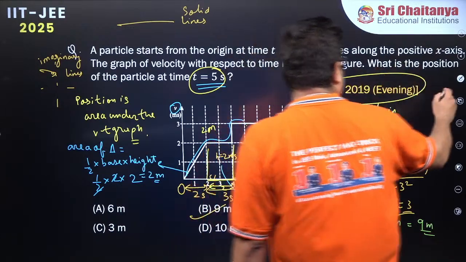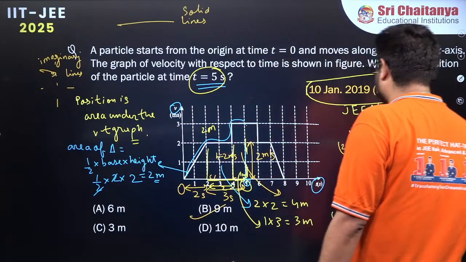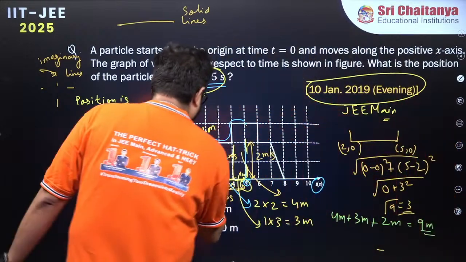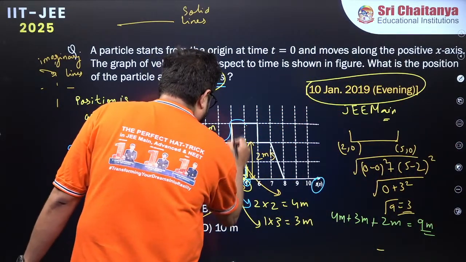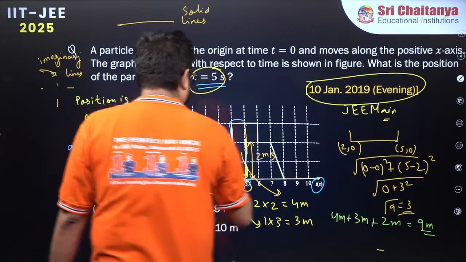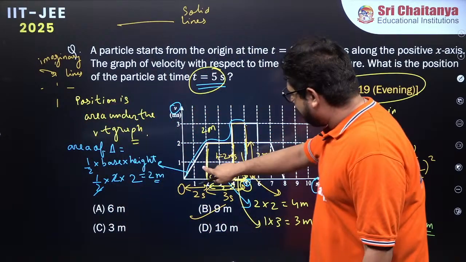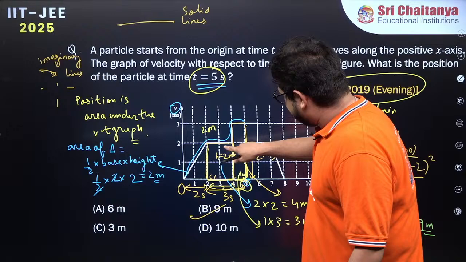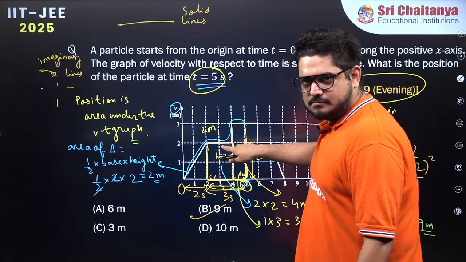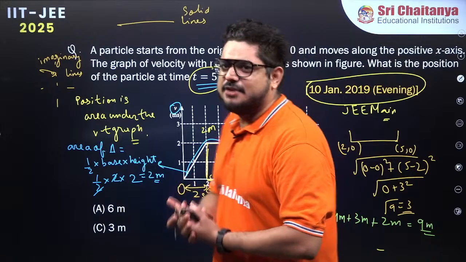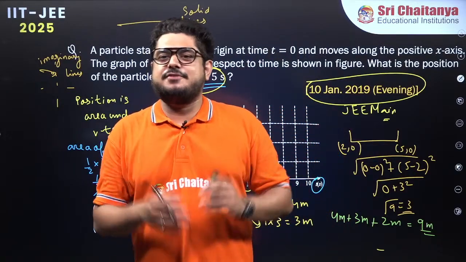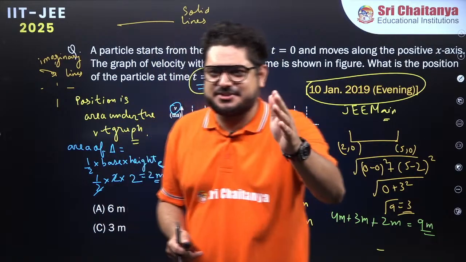I will mark the rectangles with orange color. One is this rectangle, and the next one is this rectangle. You just need to add the areas of this triangle with this rectangle and with the thin rectangle. If you add them up, you will get the position of the particle at that instant.